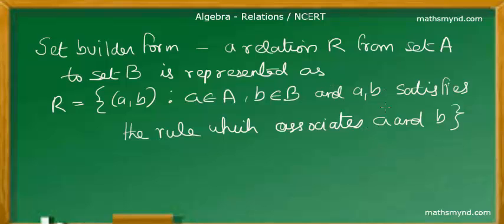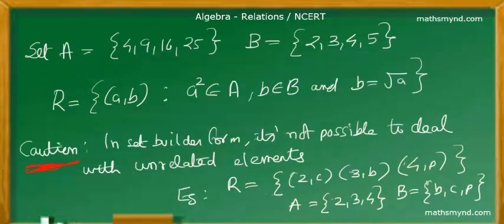So that's the key point. As it was in the case of sets, the key point is that the rule is satisfied. That's the important thing. The property is satisfied, and the rule which associates, that's the key point. And you have to look whether the property by which the set is being defined is applicable. That's the important thing.